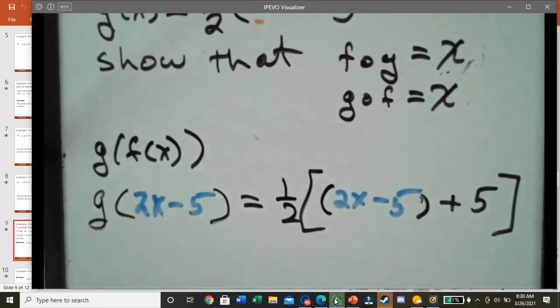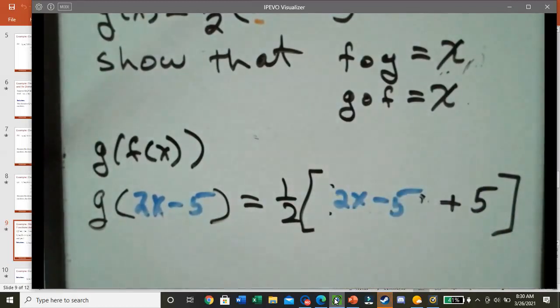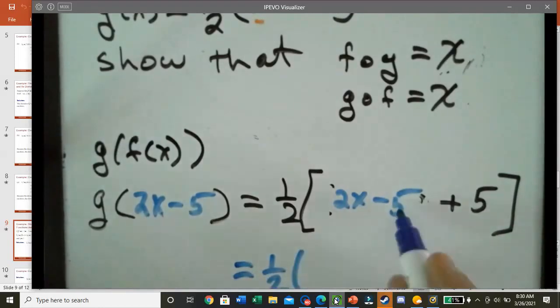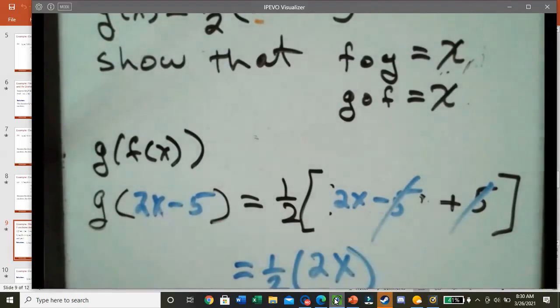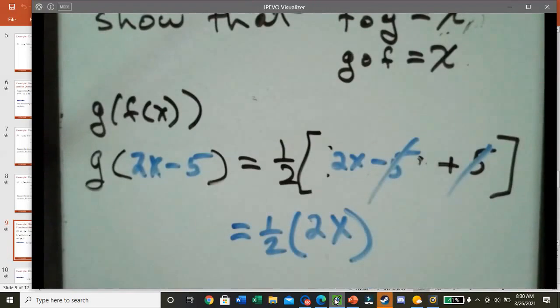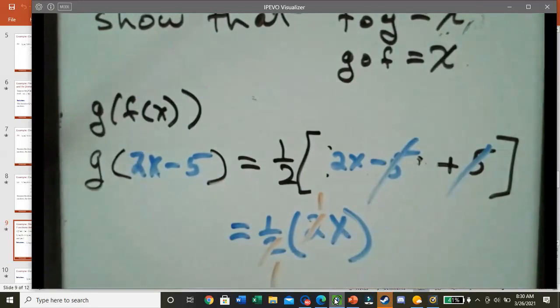So we can just do away with these parentheses, right? And what can we simplify here? Yeah, -5, +5, they go to 0, right? So now all we're left with is just 2x inside the parentheses. Well, what happens to the 2's? Yeah, they go to 1, right? Cancel out, they go to 1. And so all we're left with is x.